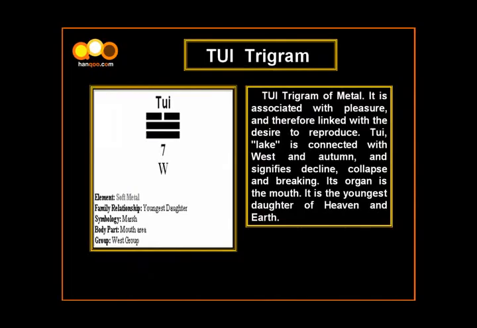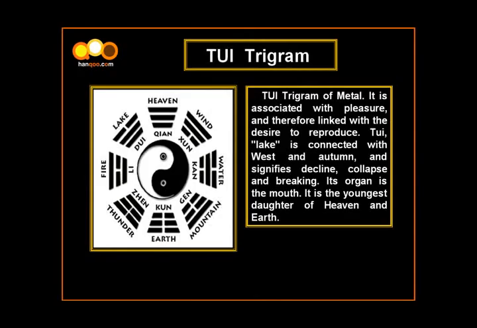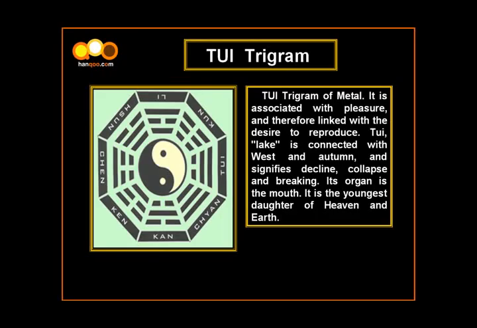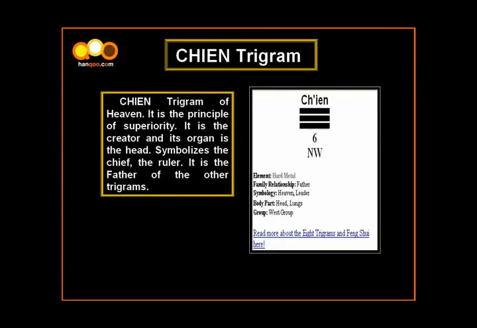Tui trigram of metal. It is associated with pleasure, therefore linked with desire to reproduce. Tui, lake, is connected with winter and autumn, and it signifies the decline, collapse, and breaking. Its organ is the mouth. It is the youngest daughter of heaven and earth.